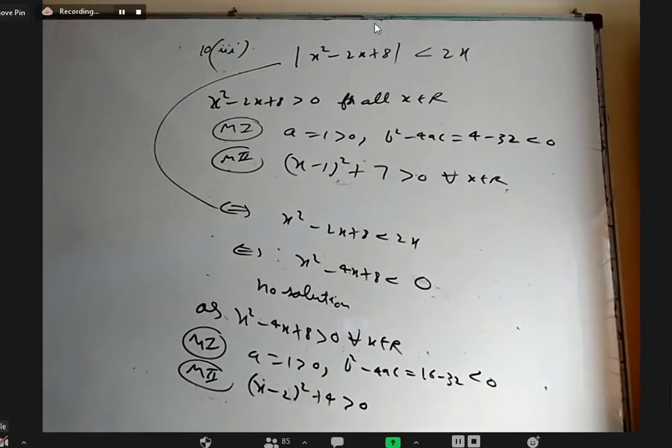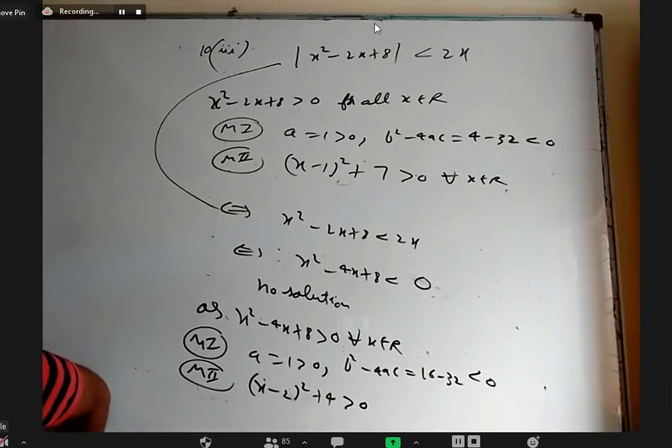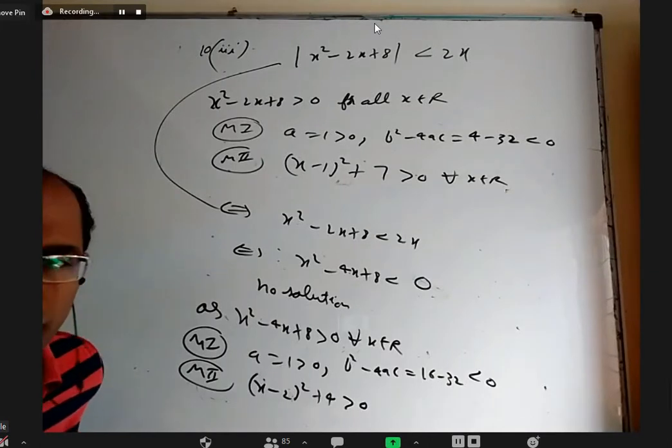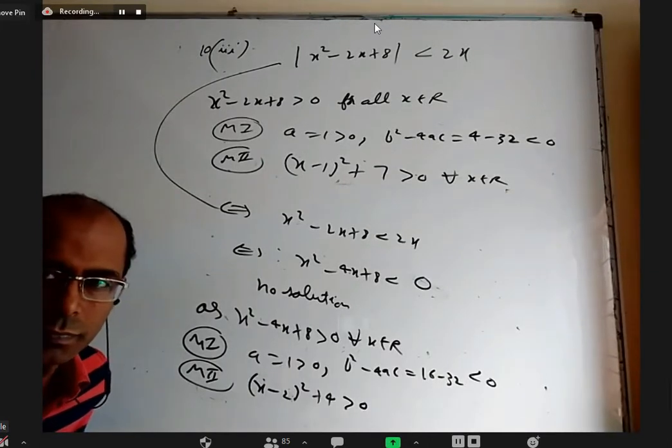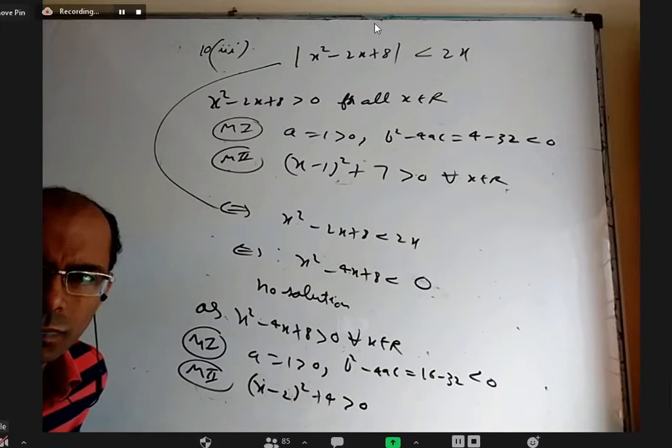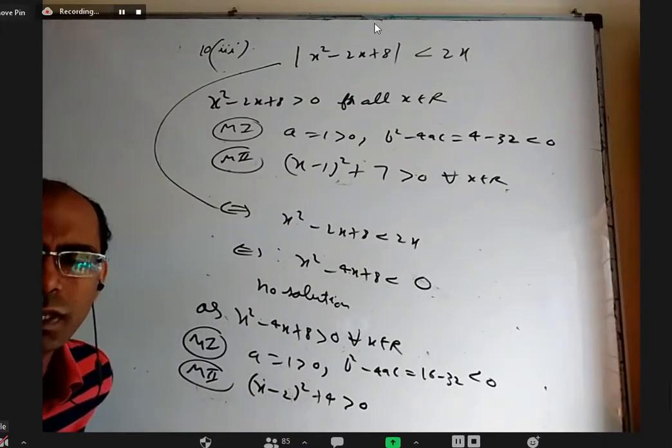Sir, like when we open the modulus in the regular way, taking plus minus and converting the inequality, I got no solution for the positive case. But for the negative case, I got x square greater than minus 8. Yeah, but you should know for which x values x square minus 2x plus 8 is negative, right? Yes, sir. But there are no such values.